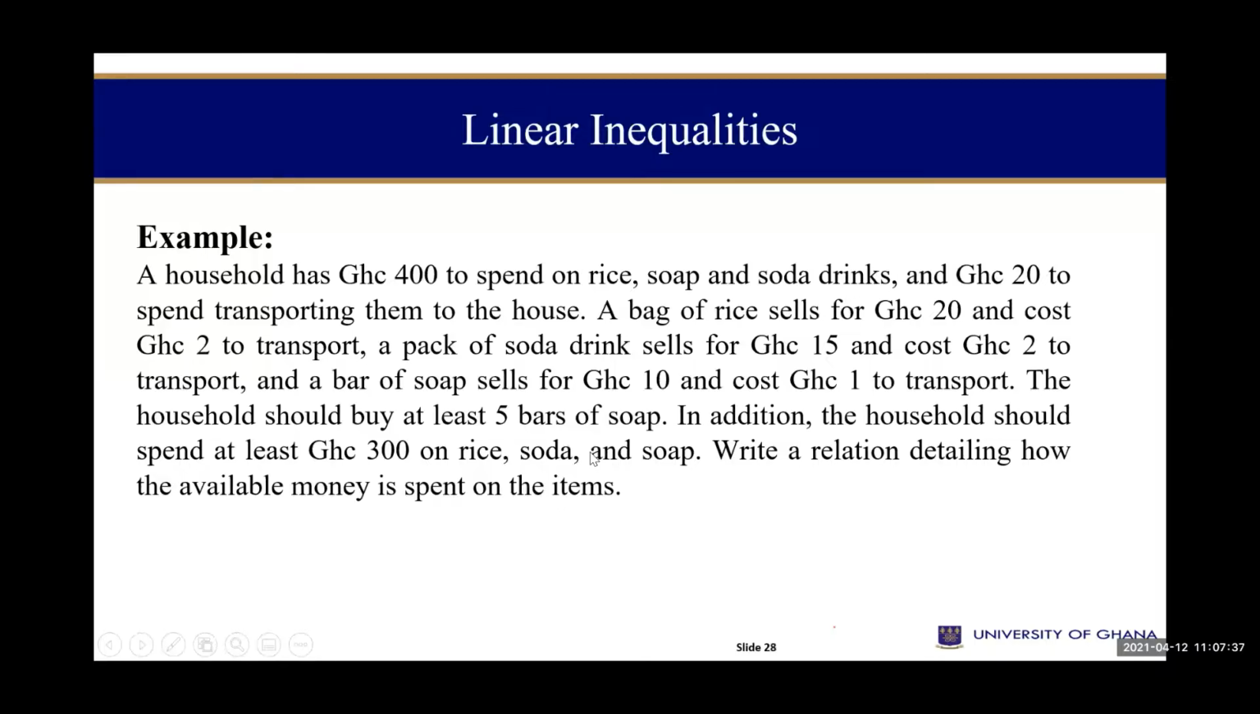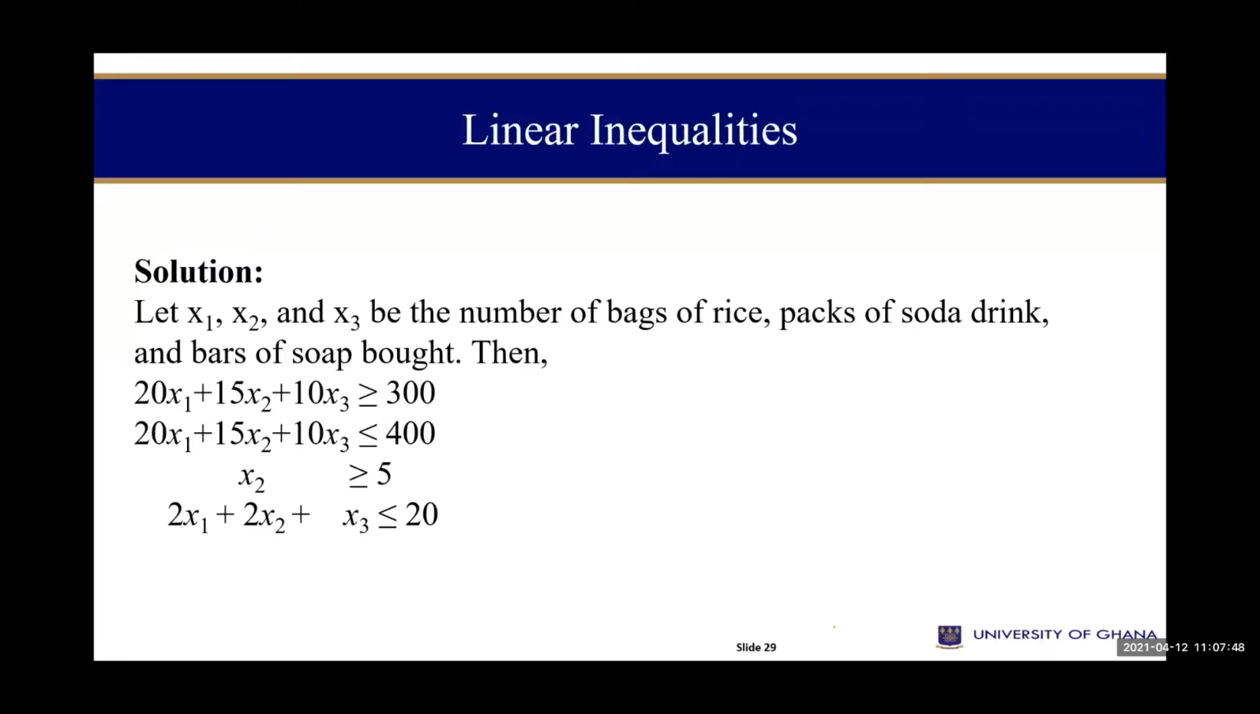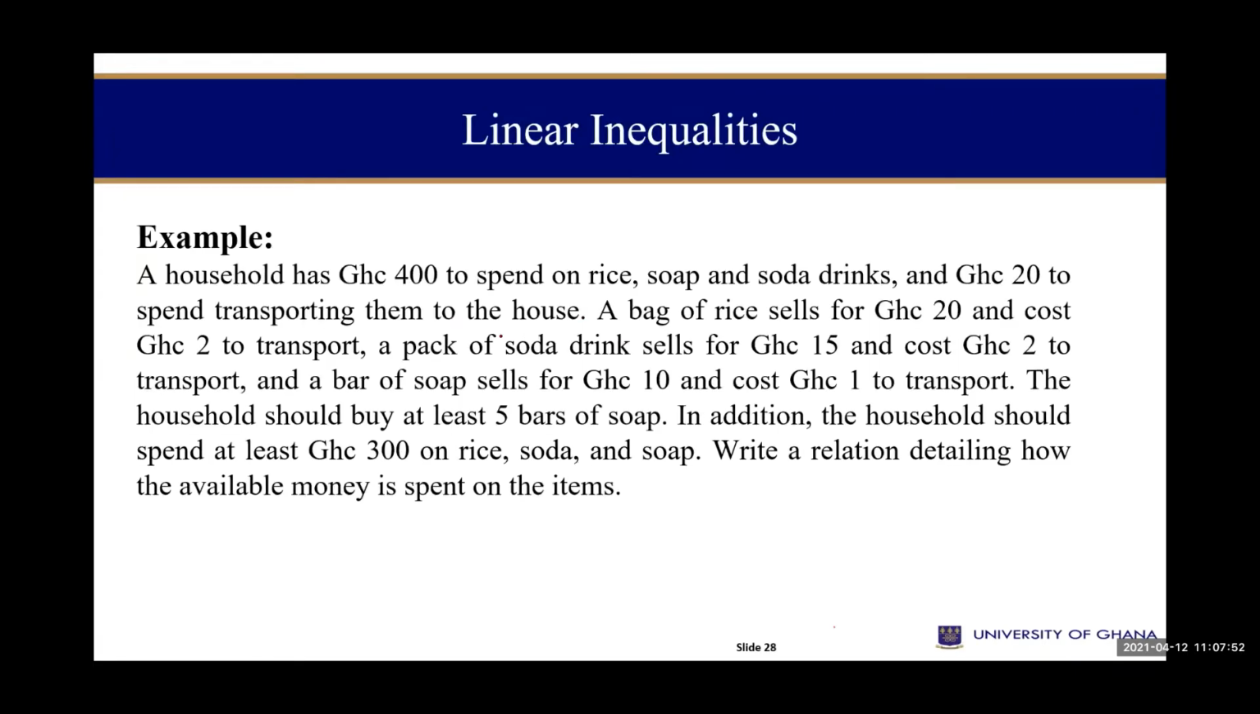All right, so let's look at this last one. I'm only trying to show you inequalities before we solve any problem, okay? A household has 4, we've also gone through this already. But this time around, let's look at the first constraint, the 300 here. We are told that in addition, the household should spend at least 300 on rice, on soda, and on what?